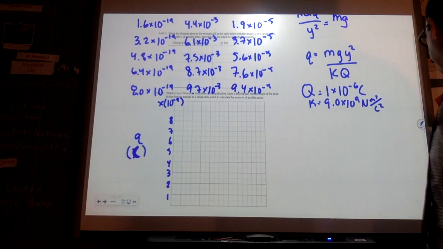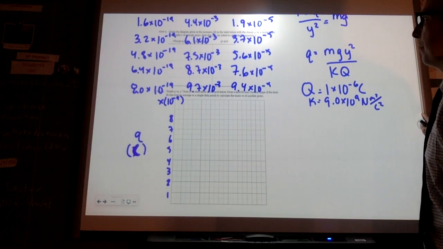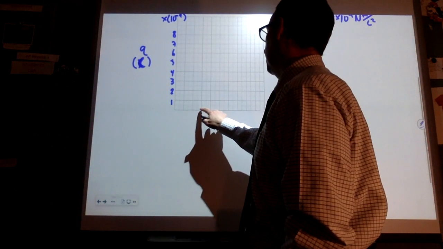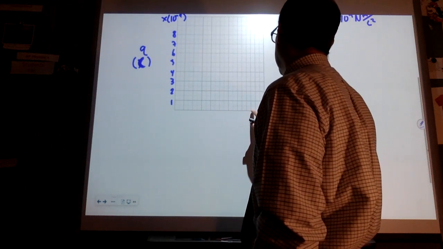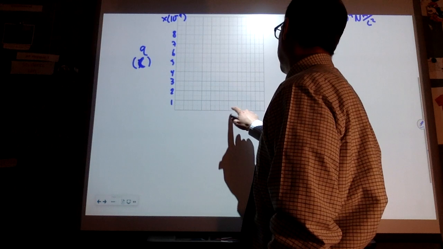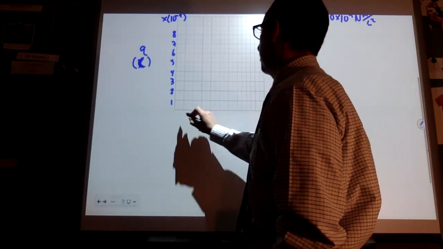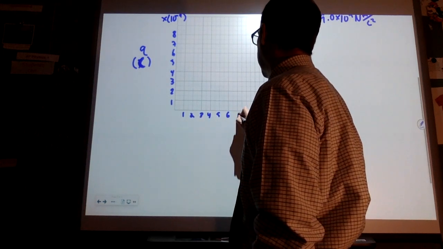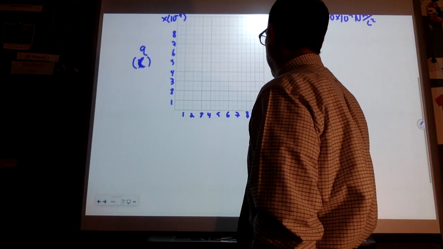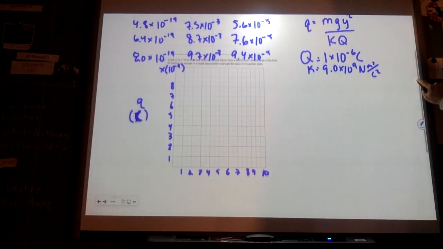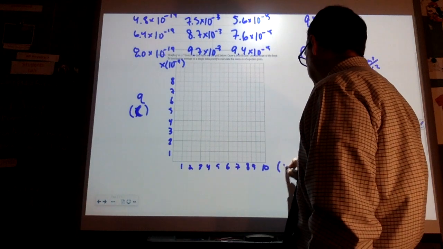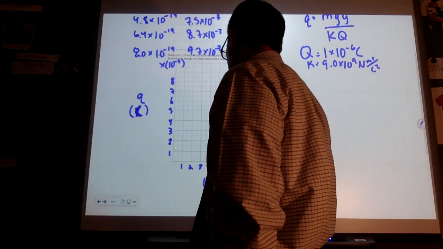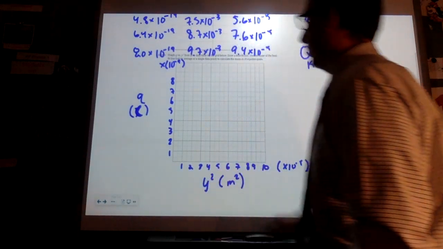And then along the x-axis, I go up to 9.4. I can count 1, 2, 3, 4, 5, 6, 7, 8, 9, 10. And then this is going to be times 10 to the negative fifth. I'll put that at the end down here. And then my units are meters squared, so I'm going to label it meters squared.